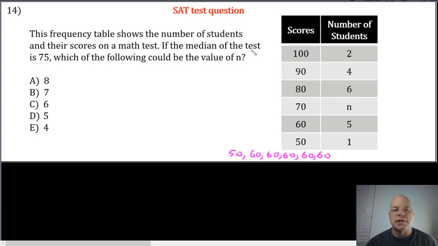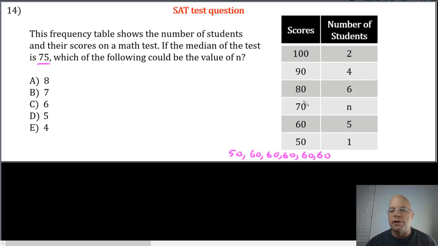If the median of the test is 75, remember median means the middle number, which of the following could be the value of n? Well, 75 is not, n represents some number of students that scored 70. There are no students shown on this table scoring 75, but it can still be the median as long as there are 2 numbers in the middle that average out to 75. And the only way that's going to happen with this data is if 70 and 80 are in the middle.